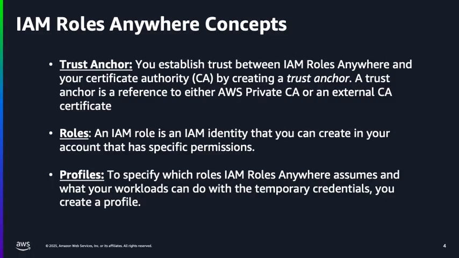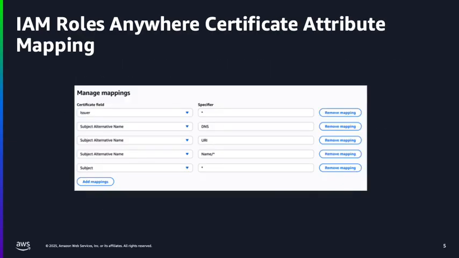In a profile, you can define IAM session policies, which can be managed or inline, to limit the permissions created for a session. You can also define what attributes are retrieved from the certificate and attached to the session. We'll talk about this in the next slide. So as part of the profile definition, IAM Roles Anywhere provides you with the capability to define a custom set of mapping rules, enabling you to specify which data are extracted from the authenticating certificates. So these attributes are used as session tags for your authorization policies.